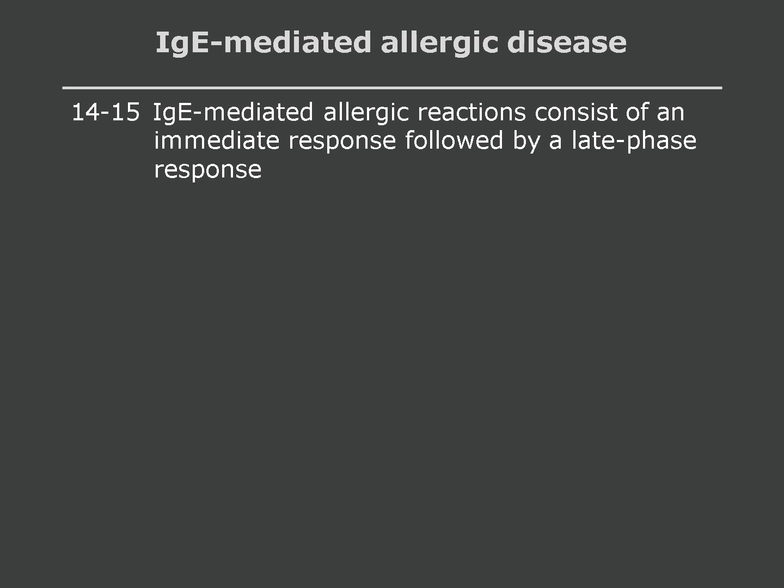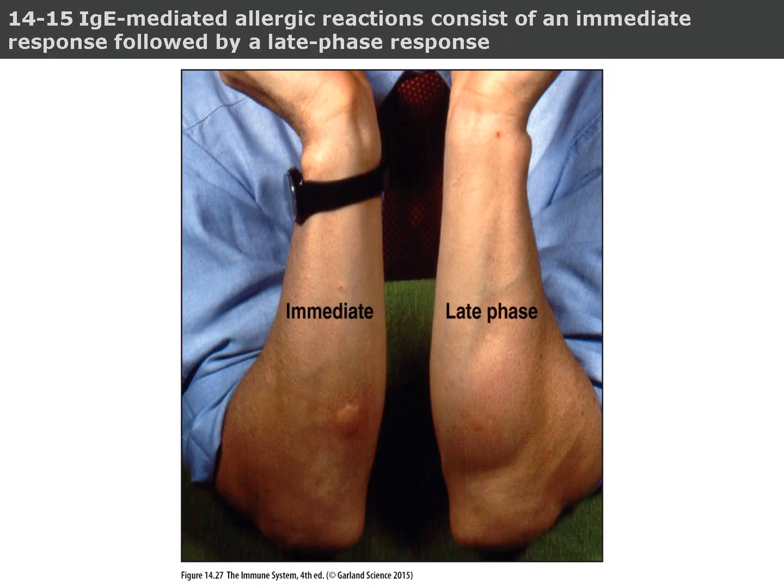IgE-mediated allergic reactions consist of an immediate response followed by a late-phase response. During an allergic response, the immediate phase occurs within minutes of allergen exposure and is characterized by redness, swelling, and itching due to the rapid release of histamine and other preformed mediators from mast cells. Several hours later, a late-phase response develops, marked by sustained inflammation and tissue swelling, as newly recruited inflammatory cells, such as eosinophils and basophils, release additional mediators that prolong and intensify the allergic reaction.